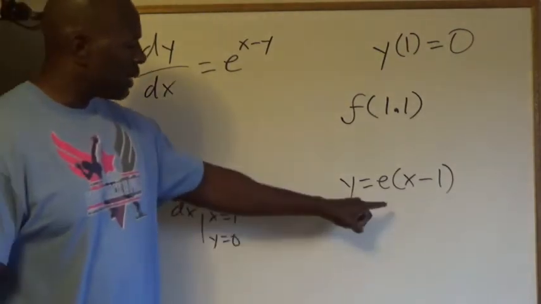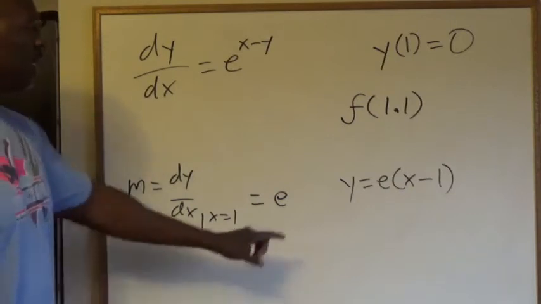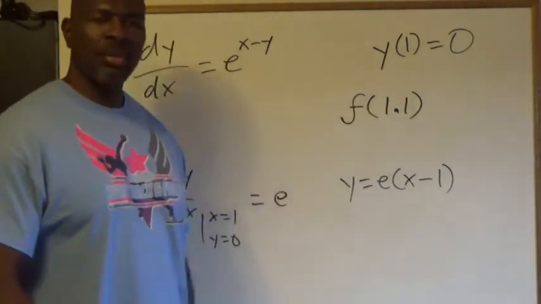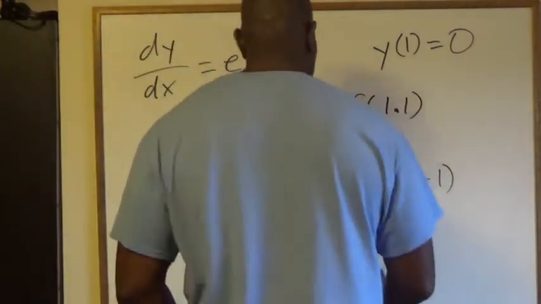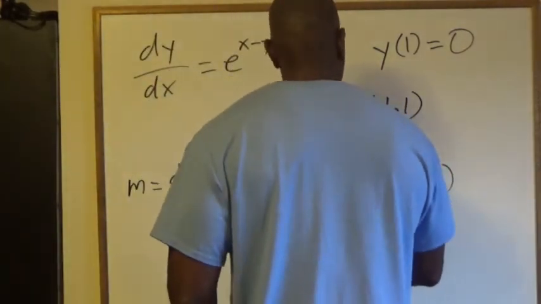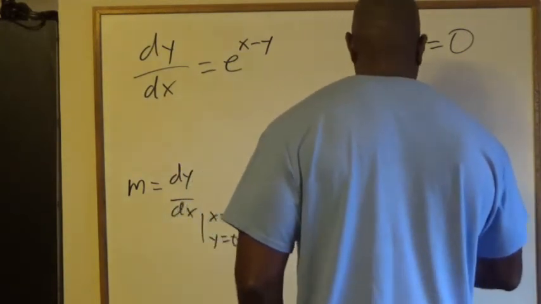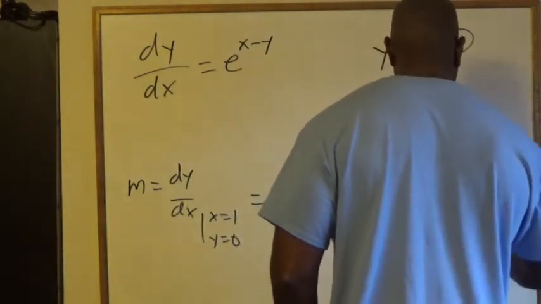So that's the equation of the tangent line. And again, to do the approximation, all we have to do is plug in 1.1 for x and we're done. So f of 1.1 is approximately e times 1.1 minus 1. Done.